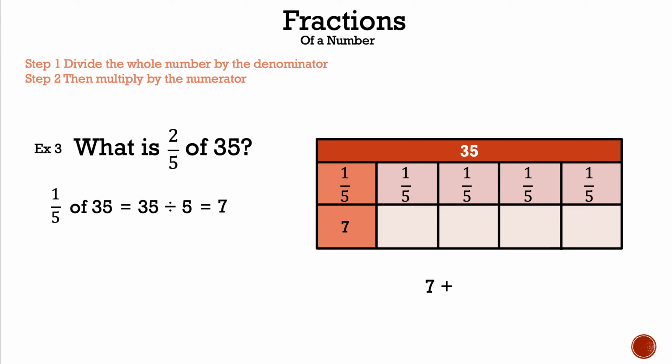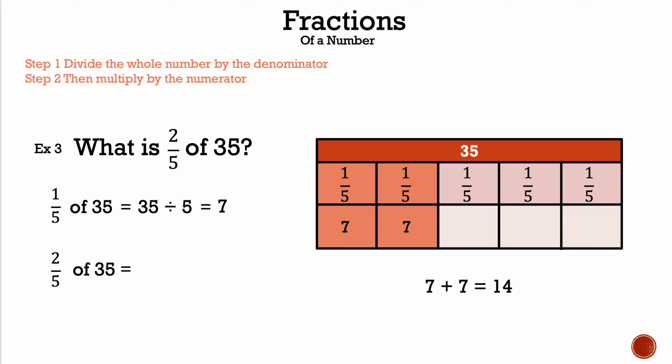And then in order to tell us how many we need to highlight, we need to look at our numerator, which is 2 in 2/5. So we need to highlight one more. So we add the two 7s together to get our answer, 7 plus 7, which is 14.